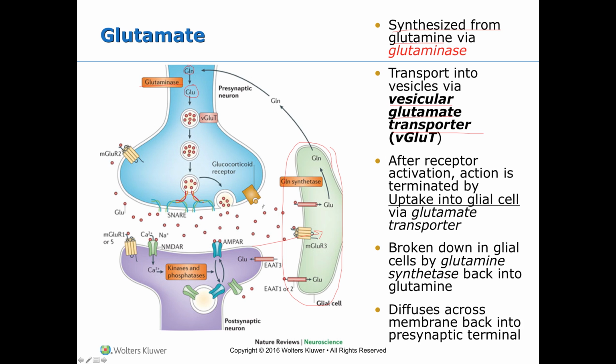Once that glutamate diffuses, it is removed through glial cells. The glia will transport glutamate through glutamate transporters, break down that glutamate through glutamine synthetase into glutamine, and then that glutamine will be transported back to the presynaptic terminal where the process can start again.